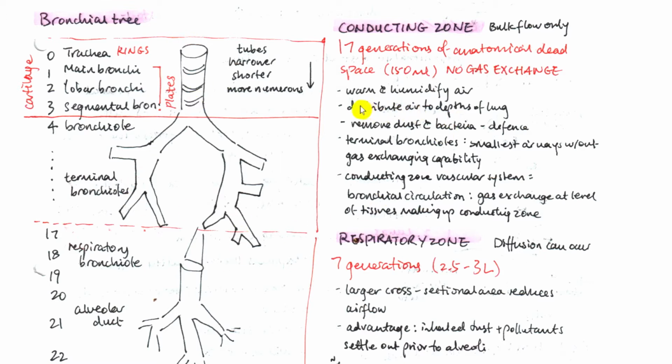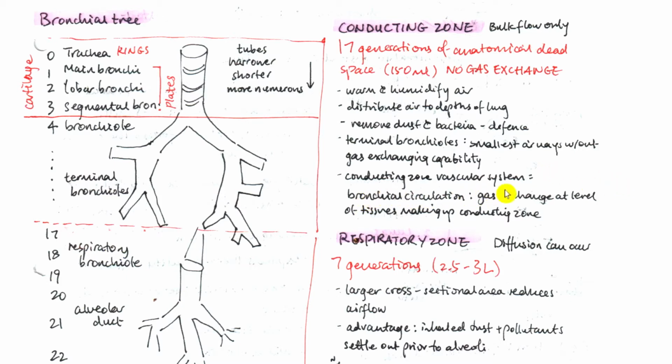In this anatomical dead space, if there's no gas exchange, why do we need it? Well, we need it to warm and humidify the air, distribute the air to the depths of the lungs, so we need a passage to bring the air downwards into the lungs, and remove dust and bacteria, so for defense. The terminal bronchioles are the smallest airways without gas exchanging capability. So when we get to the terminal bronchioles, they can't exchange gas, but then when we get to 17 generation, that is the respiratory bronchiole, and that's the first place which can exchange gas.